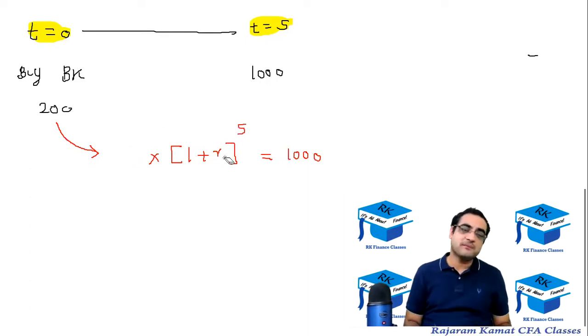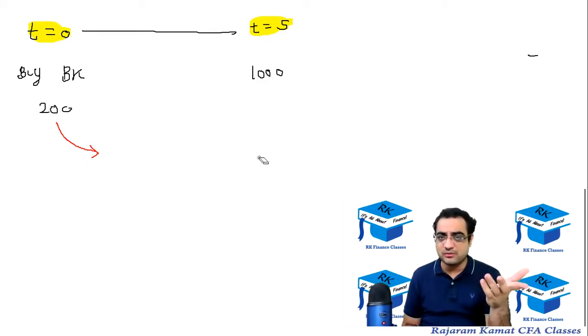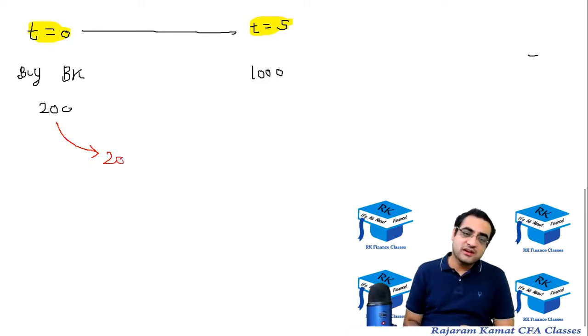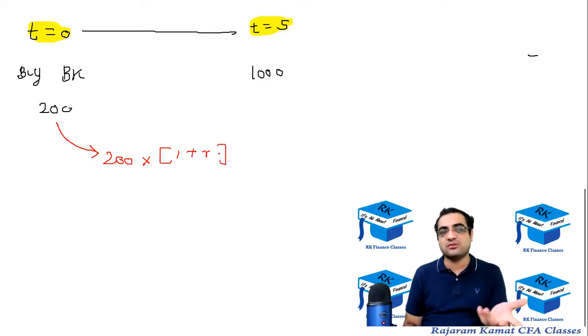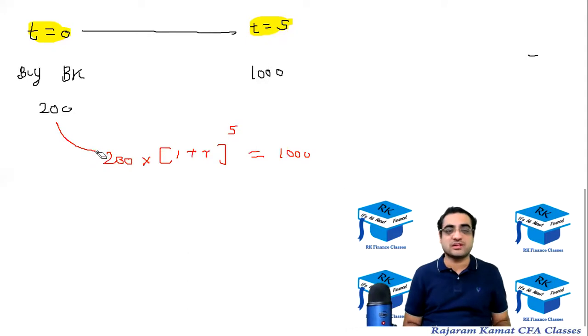I repeat it one more time. I need to take 200 ahead from year 0 to year 5. Ahead means compound. Compound means multiplication. So 200 into 1 plus r. R we don't know. So 1 plus r, and I'm taking it by 5 years, so raised to 5 equal to 1000. Okay, so we need to solve this equation now.